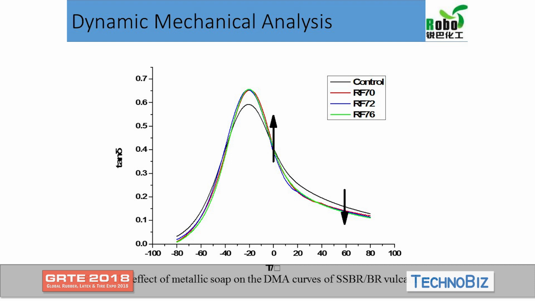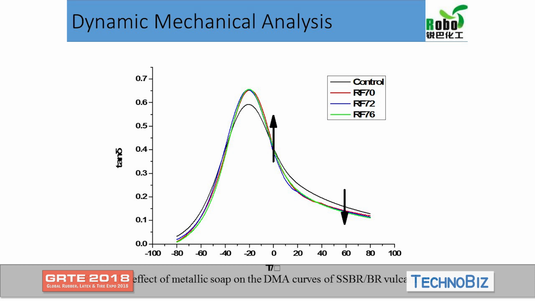The reason is that metal soap has improved the interaction between rubber and the silica, and depressed the filler network and reduced the Payne effect.